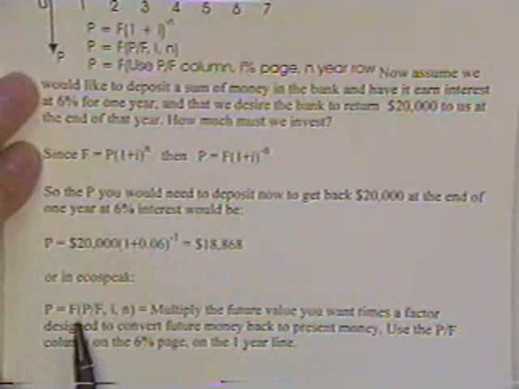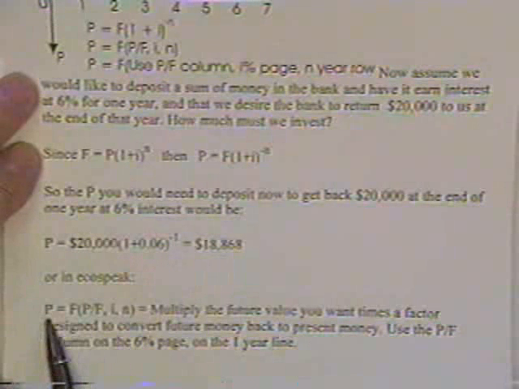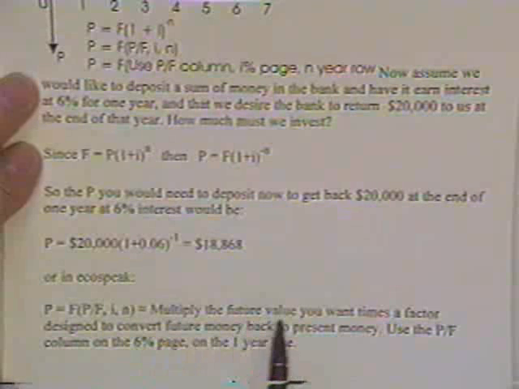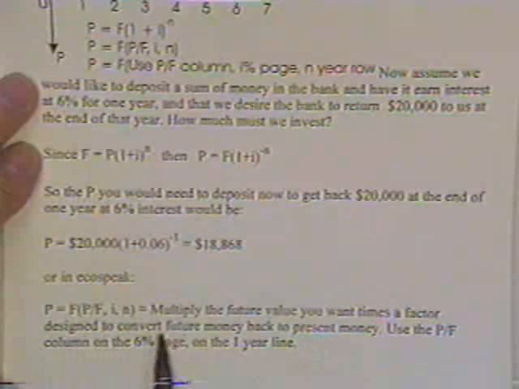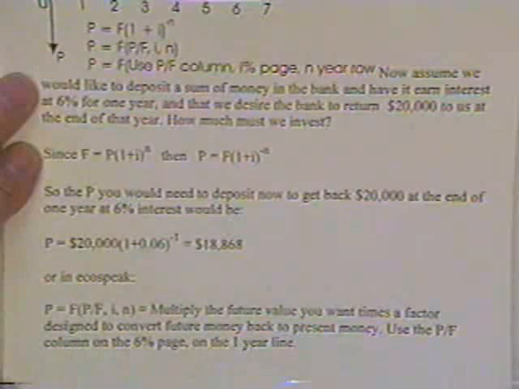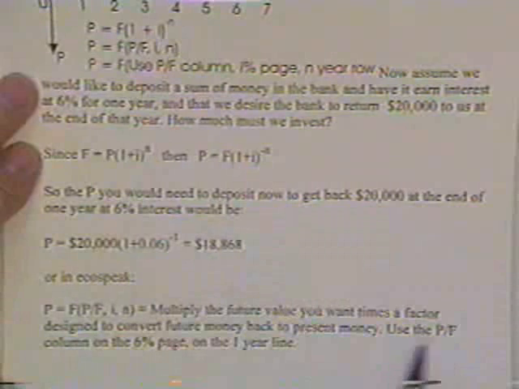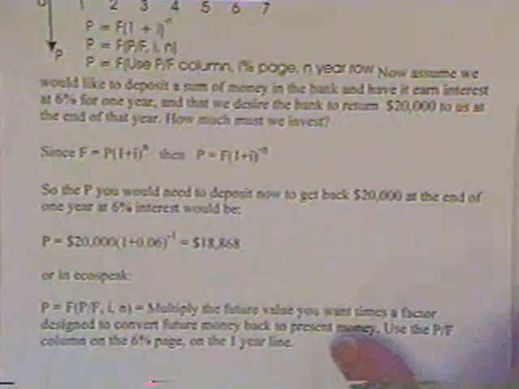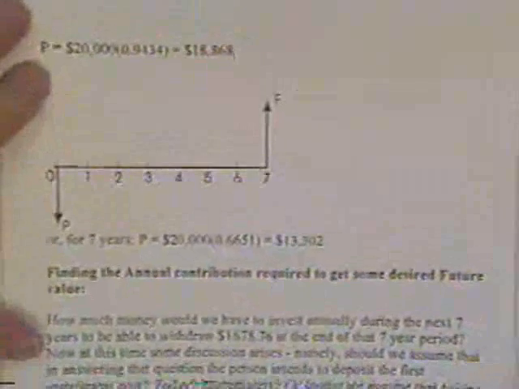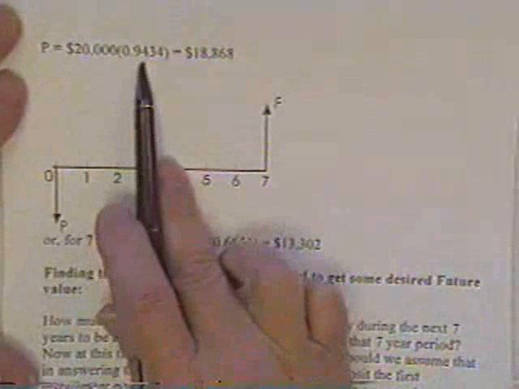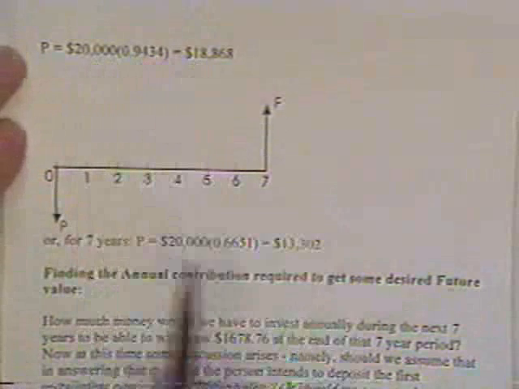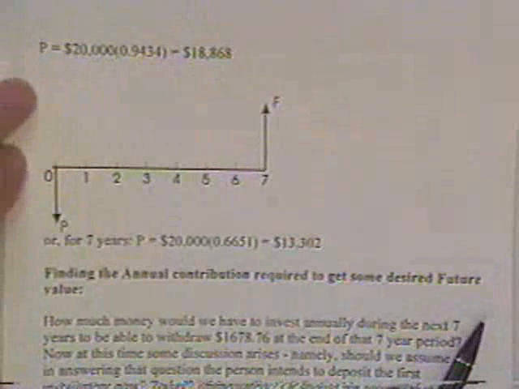The way we do it in economics, we say you can take the future value, change it to the present value by multiplying by some factor in the table. Multiply the future value you want times a factor designed to convert future money back to present money. In that case, you would use the P over F column, the 6% page, the 1 year line. The factor out of the table is 0.9434. $20,000 times that gives you $18,868 you'll have to invest now.